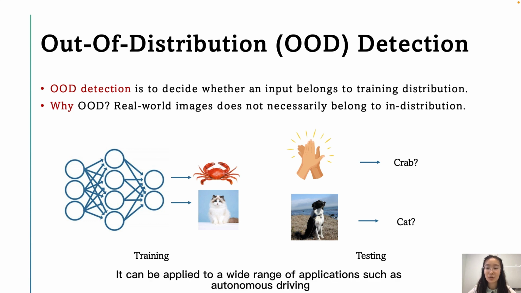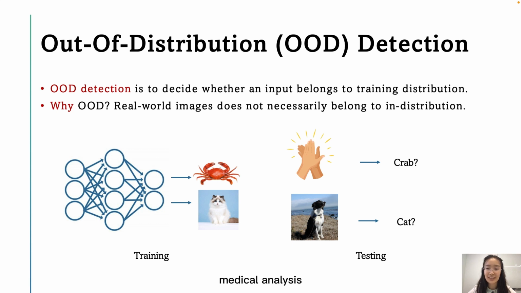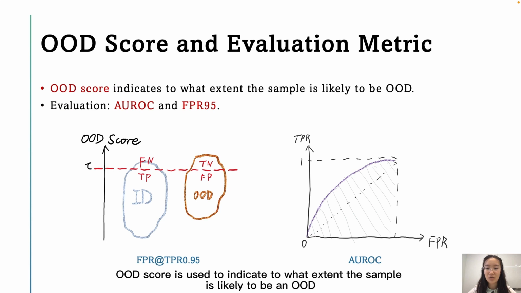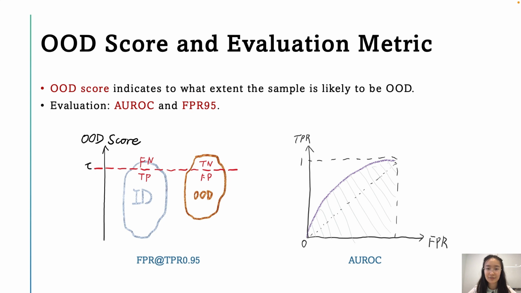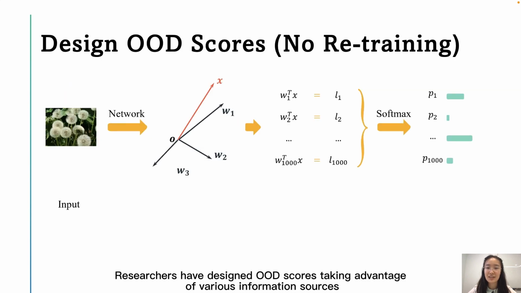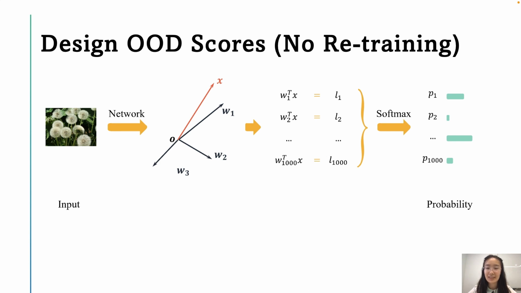It can be applied to a wide range of applications such as autonomous driving, medical analysis, and industrial inspection. OOD score is used to indicate to what extent the sample is likely to be an OOD. The commonly used evaluation metrics are the AUROC and the FPR95. Researchers have designed OOD scores taking advantage of various information sources, including the probability, the logit, the features, and others.